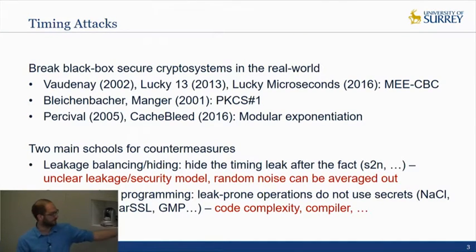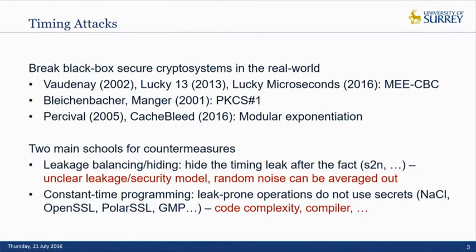Yeah, and so countermeasures, there are two main schools. So one of them is balancing or hiding the leakage, where you allow some leak to happen or allow some secret-dependent timing variations in your secret computations, but then you try to hide them after the fact. So that's what's used in S2N, I think some other crypto libraries. The problem with that is that you've got an unclear leakage model and an unclear security model. What is it you're trying to achieve? How much are you trying to hide? And what kind of adversary you're protecting against?